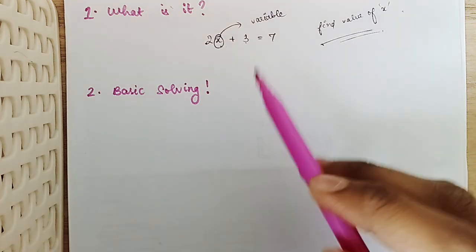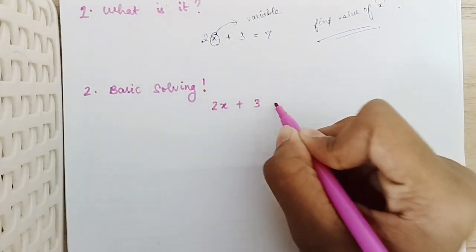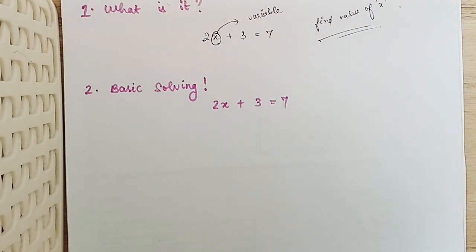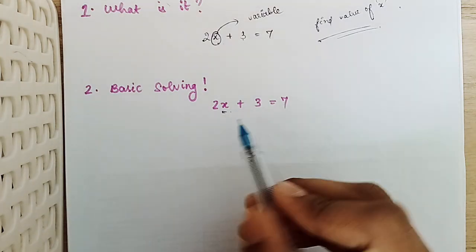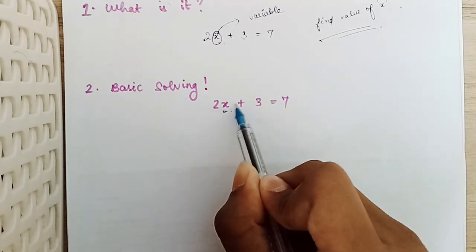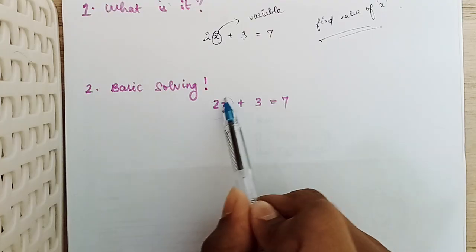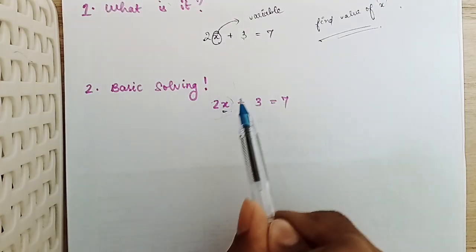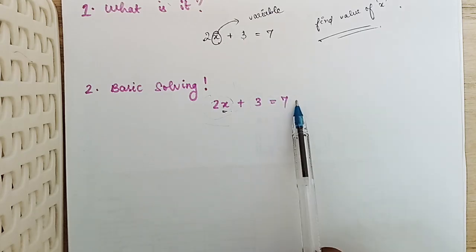Let's take the same equation as our example. 2x plus 3 is equal to 7. So what do we have to find? We need to find the value of x. So how do we do it? To do that, we need the numbers who are with x. So x is not alone, it is with 2. So we consider this as a whole. This is one part of this equation. This is the second part and this is the third part.